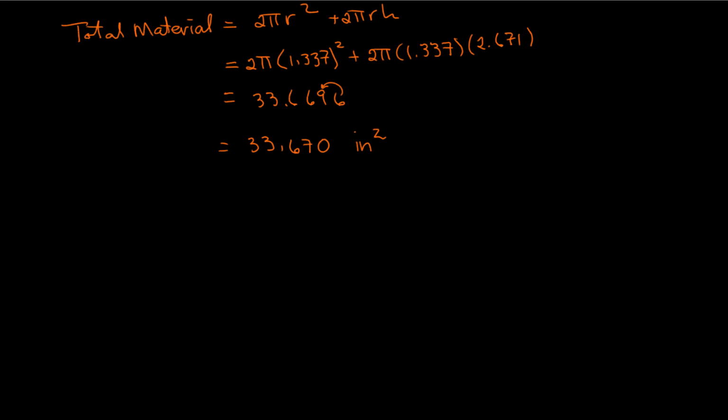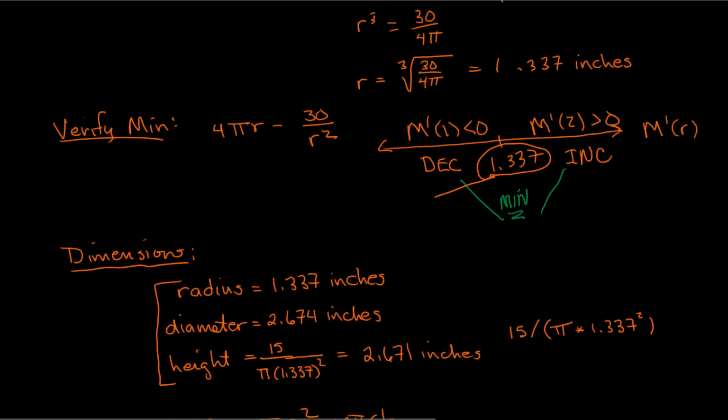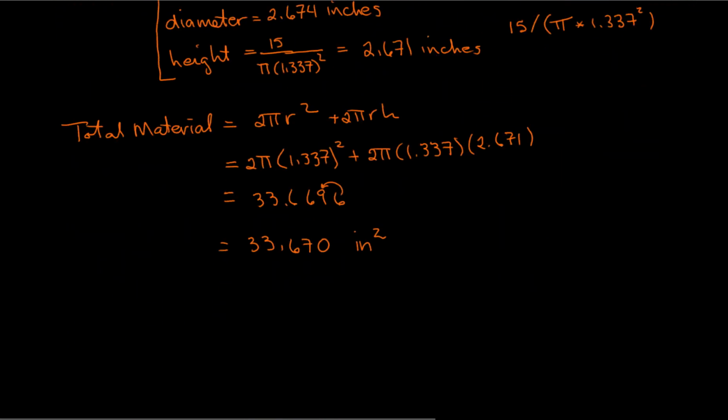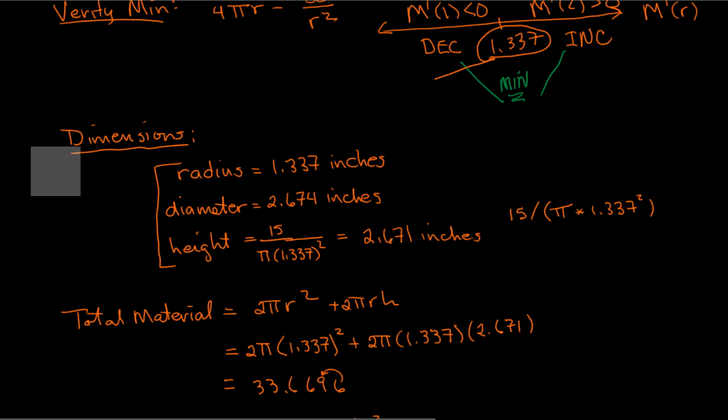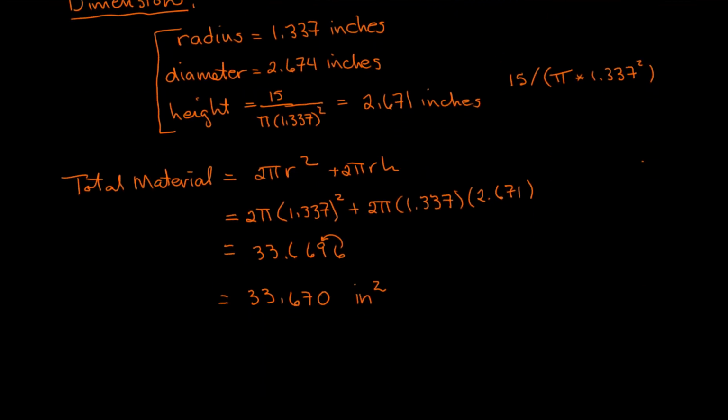Okay, so let's go back through this and figure out what all we have said. What we have said here is we can achieve this volume of 15 cubic inches by using a can that has a radius of 1.337 inches and a height of 2.67 inches. The total material used will be 33.671 inches squared. That may seem like a whole lot to try and put down, but let's go ahead and see about typing that out.